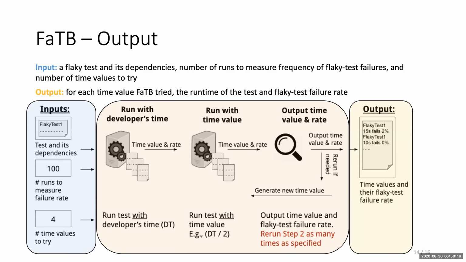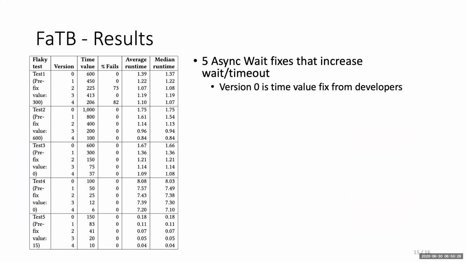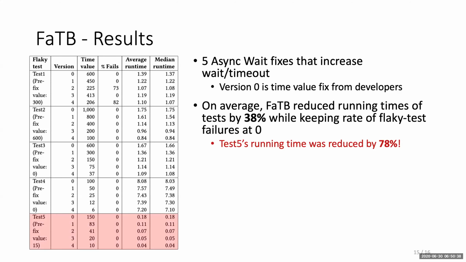In terms of the output of our approach, for each of the time values that we tried, we would actually output that along with the runtime of the test and the flaky test failure rate. When we actually apply our approach to 5 async wait fixes and their tests, we actually see that our approach can reduce the running time of these tests by 38% on average, while keeping the flaky test failure rate to still be at 0. And we actually see that for one of the tests, we can reduce the running time by up to 78%.